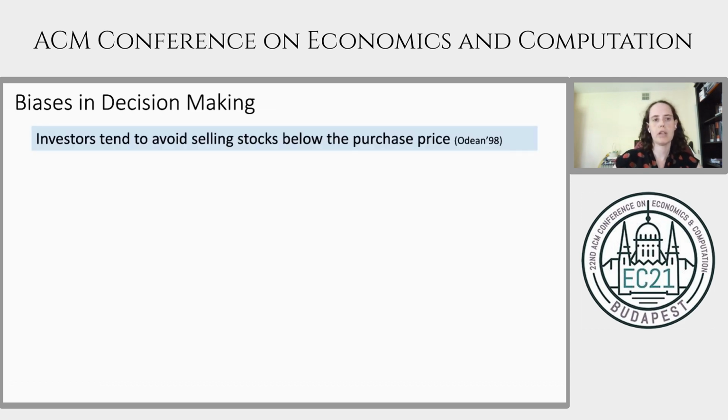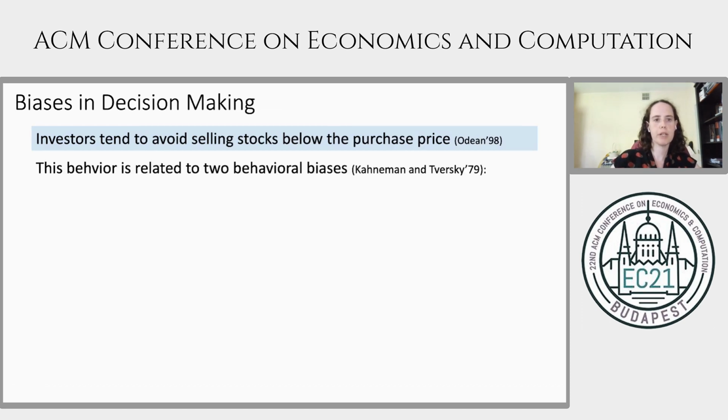For example, empirical evidence shows that investors tend to avoid selling stocks below the purchase price. Now, this is clearly irrational behavior. What does the purchase price have to do with the decision on whether to sell the stocks or not? This behavior can be explained by the following two biases by Kahneman and Tversky.